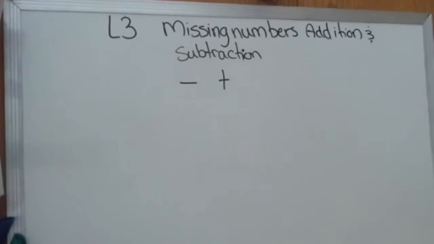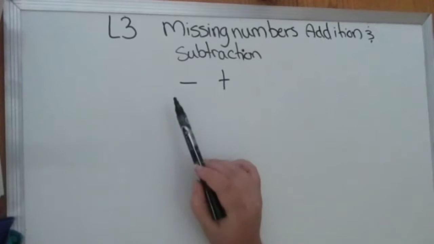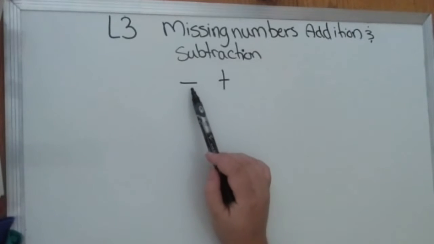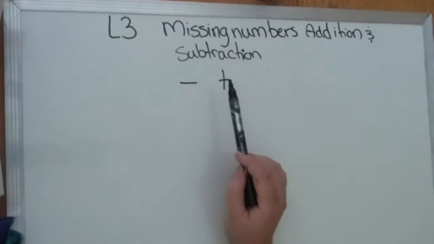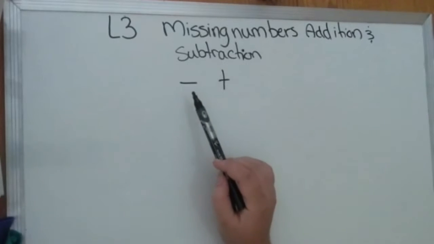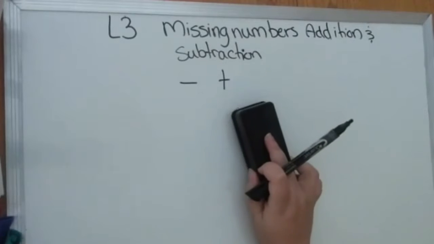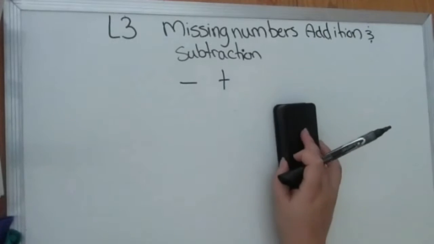This is lesson 3 for course 1, missing numbers in addition and subtraction. So we have to remember for this lesson the relationship that addition and subtraction has. We have to remember that they are inverse to each other. So that means that subtraction is the opposite of addition, and addition is the opposite of subtraction. Because of this, we can use them to find missing numbers in the other one.